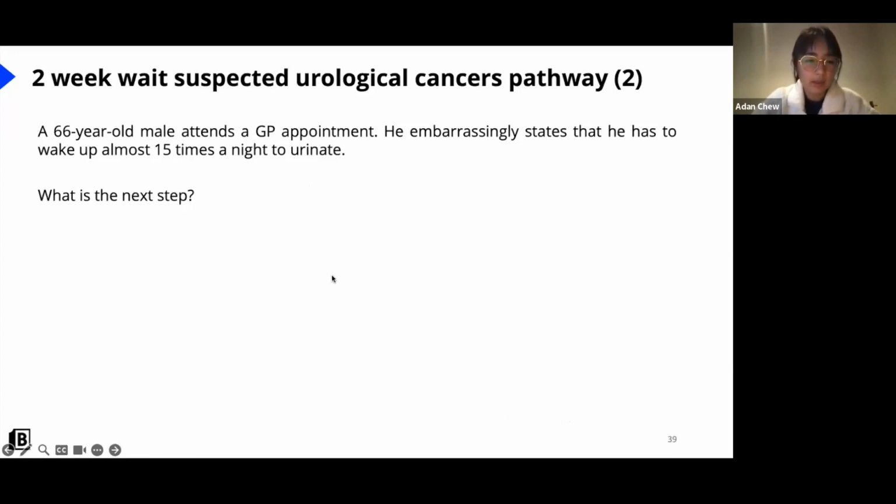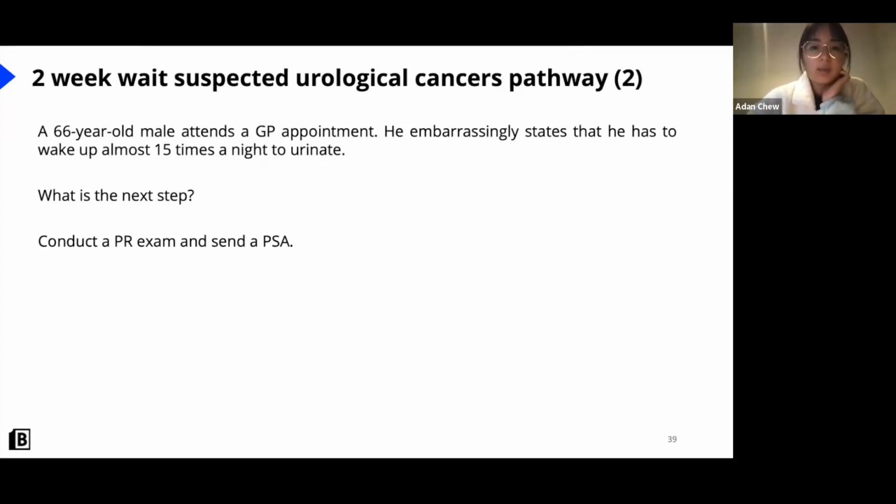So we've got answers. Some people have put urine dipstick, which is not a bad option, or HbA1c. That's a really good thinking as well. That could be polyuria secondary to diabetes. Yeah, I would agree. But since this is a urological session, we would think about something more sinister, which is prostate cancer here. So you would conduct a PR exam, feel for the prostate, and also send a PSA to screen, which are the two criteria where we can do the 2-week wait referral, if you remember the flow chart earlier in this session.